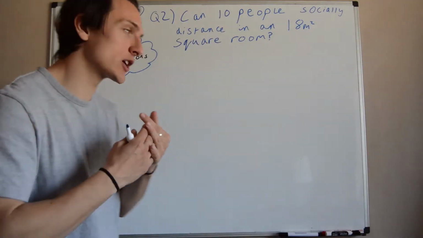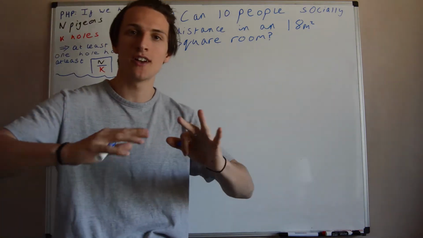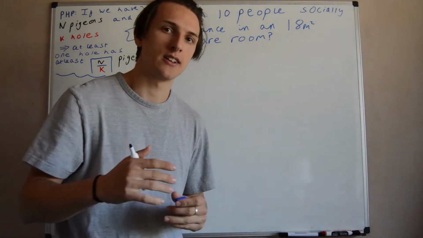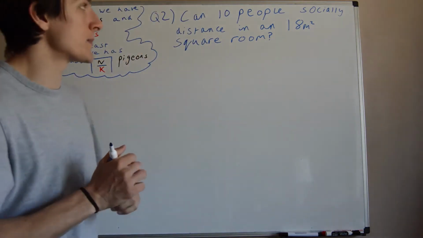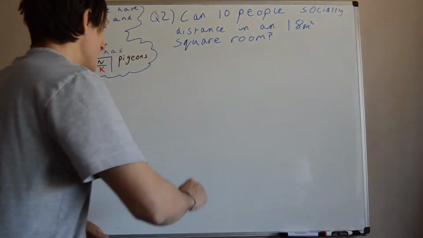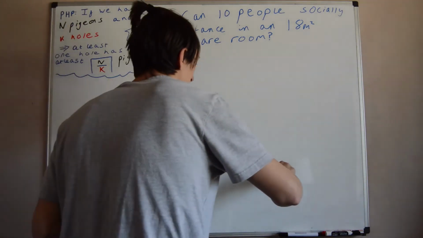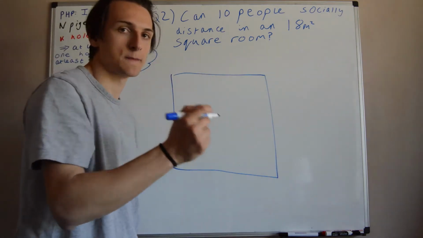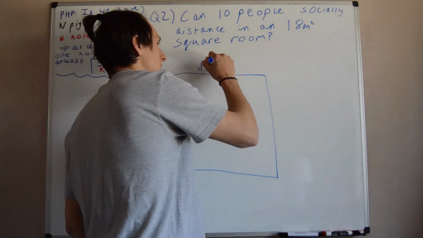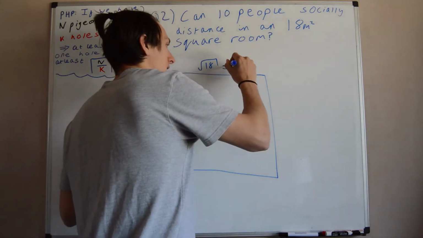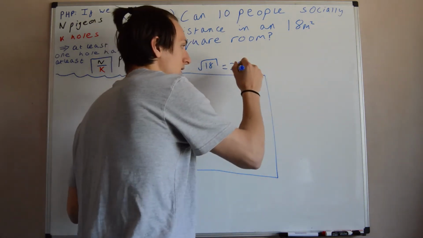Okay, so the next question we're going to be considering is, can 10 people socially distance in a square room that's 18 meters squared? Well, first of all, what do I mean by social distance? I mean that all of them are maintaining 2 meters apart, right? So let's draw the diagram. We have a square room like this, and the area is 18 meters squared. So the side lengths are going to be the square root of 18. 18 is nothing but 9 times 2, so we have 3 times the square root of 2 here.